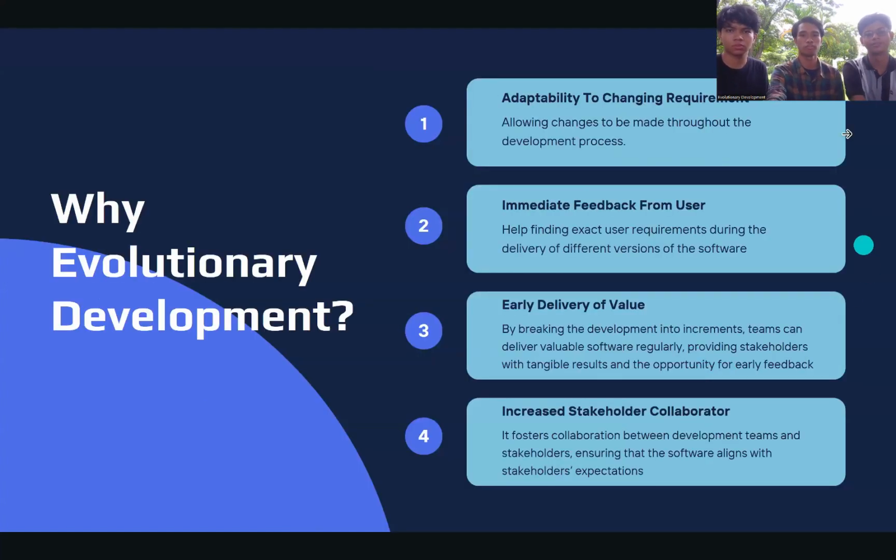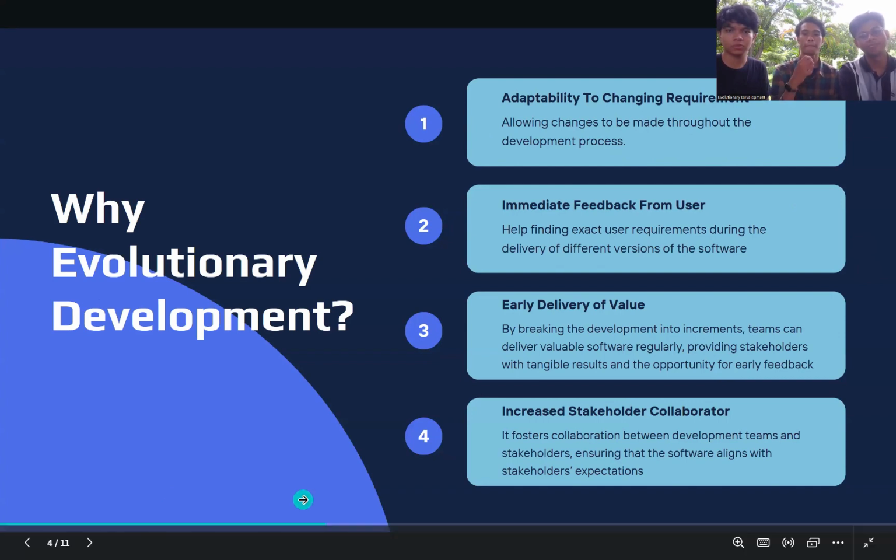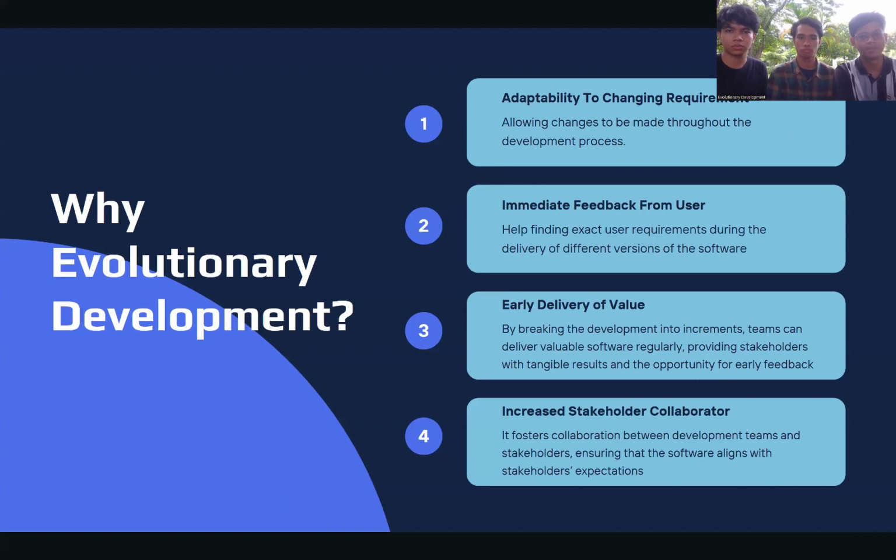So, why do we need to use evolutionary development in software engineering? The first reason is adaptability to changing requirements. It allows changes to be made throughout the development process. The second is immediate feedback from users. Evolutionary development can help find the exact user requirements during the delivery of different versions of the software.